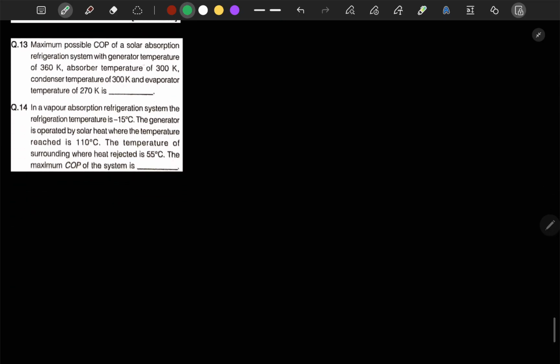Moving to question number 13. The question is mentioning the maximum possible COP of a solar absorption refrigeration system. So it is mentioned that the cycle is VARS.